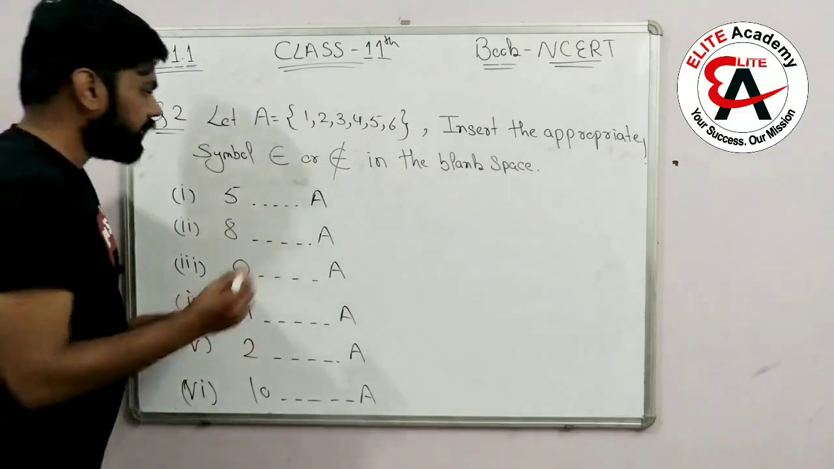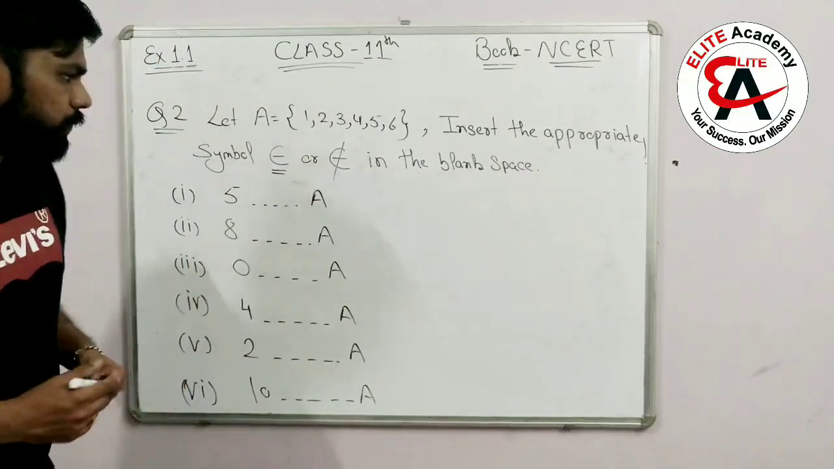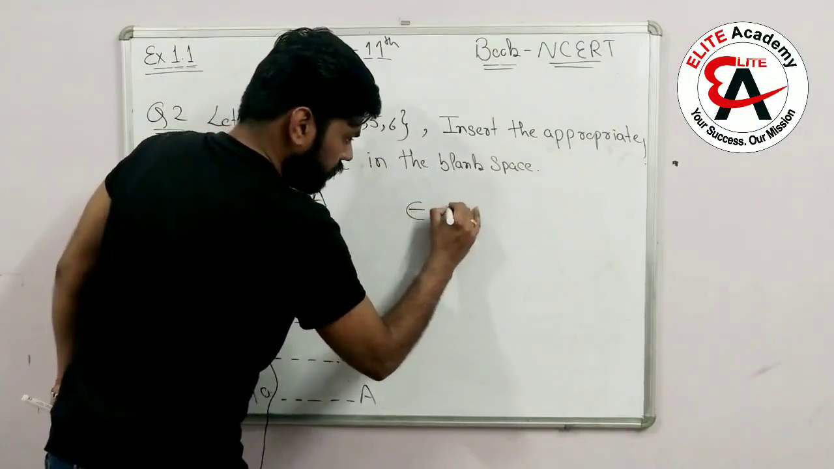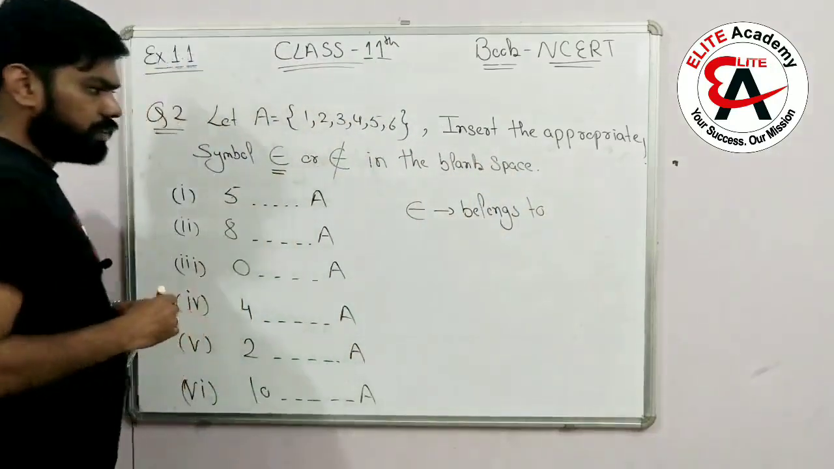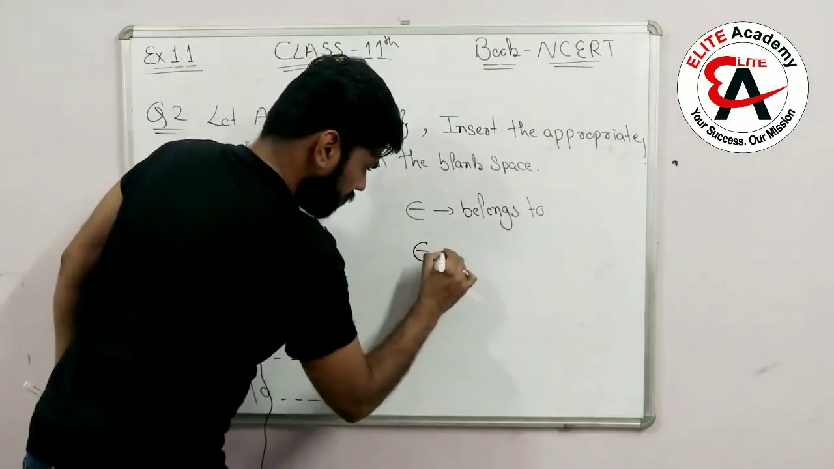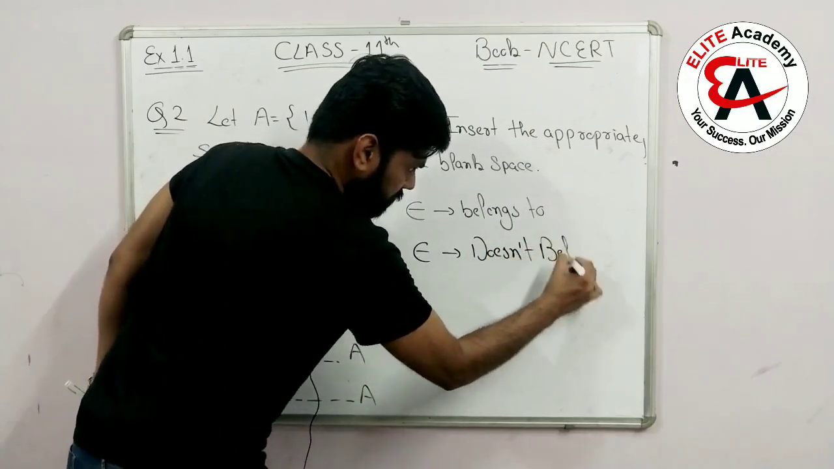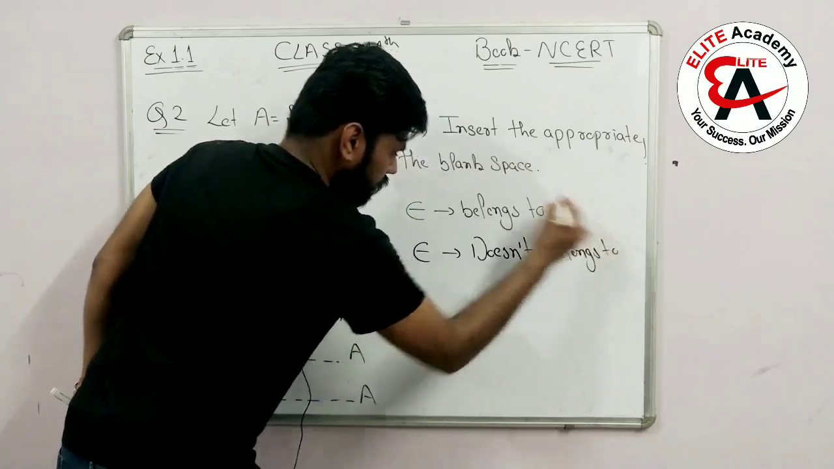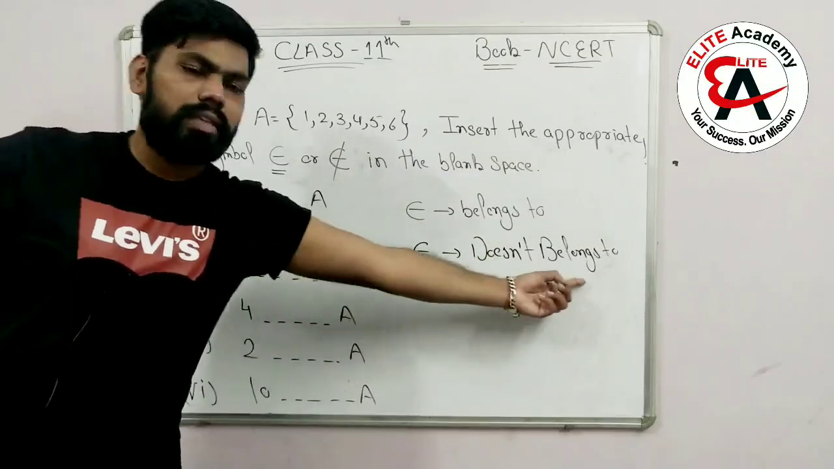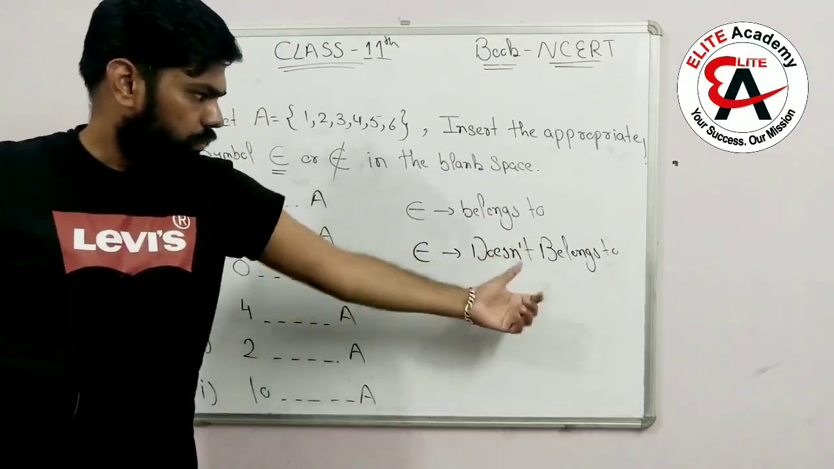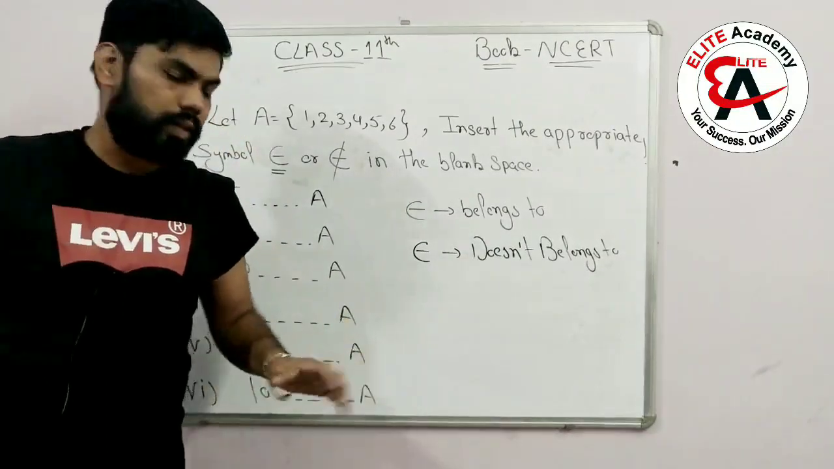Okay, so firstly let's identify. This symbol ∈ represents belongs to. Then what is this ∉ representing? Doesn't belong to. So these are nothing but a symbolic alternative to these English words or statements. Clear? Like you write = for equal, and likewise.